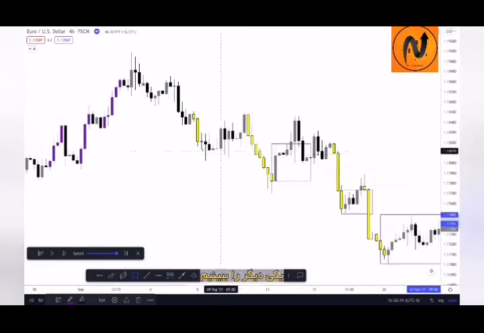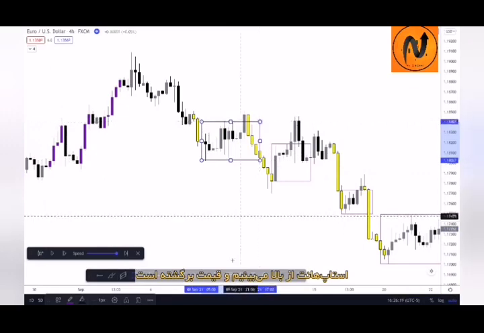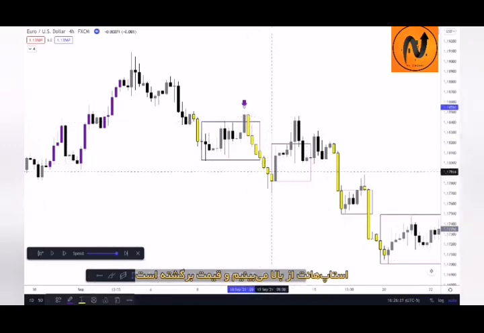Let's do another one. Black, gray, black, manipulative range. Clearly see what? Stop hunts out of the highs here. Price runs.